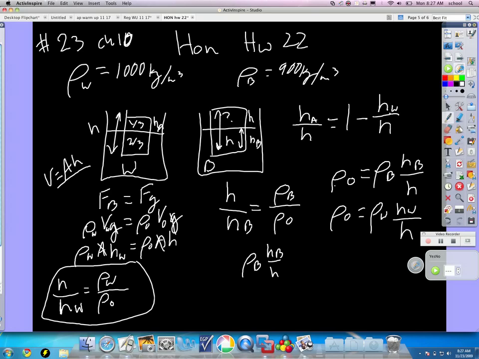So then from here, we can say that HB over H is equal to rho water over rho benzene times HW over H. Didn't they ask for the height above? The ratio of the height?